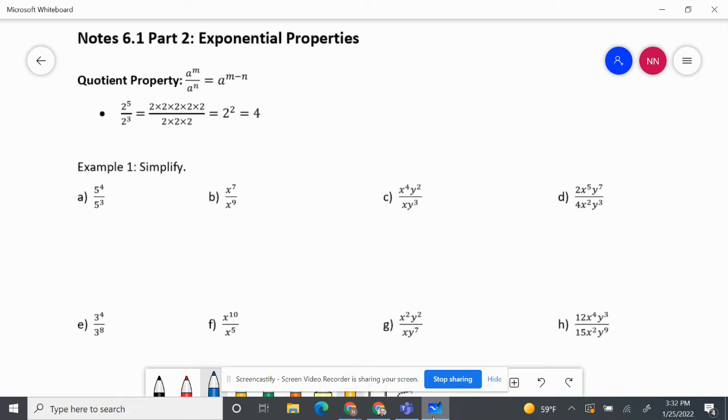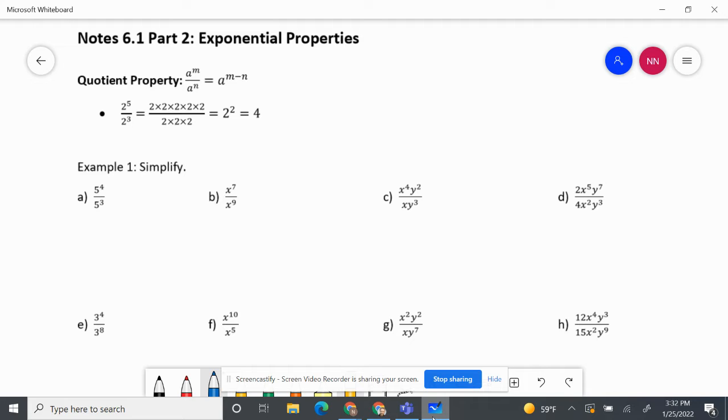What we're going to do is we're going to look at more properties of exponents. We're going to look at the quotient property. Quotient property states that when we divide common bases, what we do is we subtract the exponents. An example of this is if we have 2 to the 5th, that would be 5 2's multiplied together.